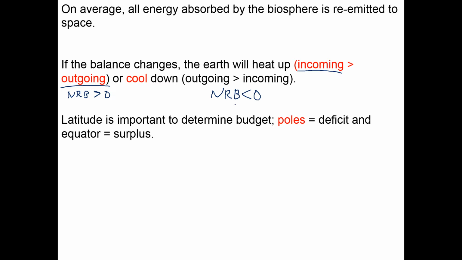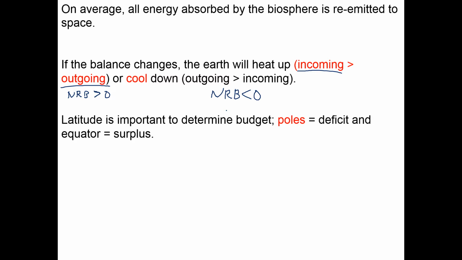And of course, there's another thing that impacts the net radiation budget. Besides the obvious cloud cover and albedo, there's also the latitude. Poles usually have a deficit. Remember, overall it's relatively balanced, but at higher latitudes like the poles, there is a deficit. Even without talking about geothermal energy, there is going to be a little bit of deficit.